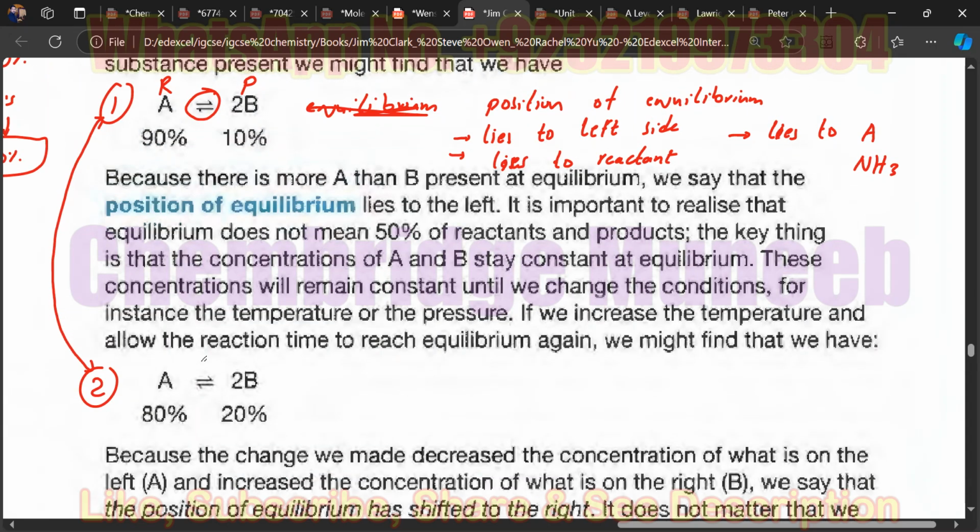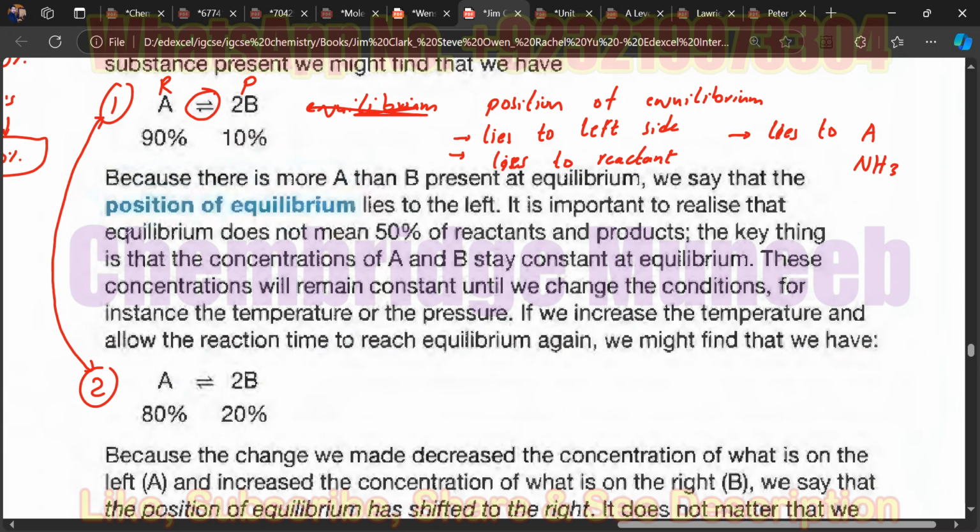Why? Because more amount of B is being produced as compared to A. There is an increase in the amount of B. The one which shows the more increase in the amount will indicate the position of the equilibrium. Is that clear?